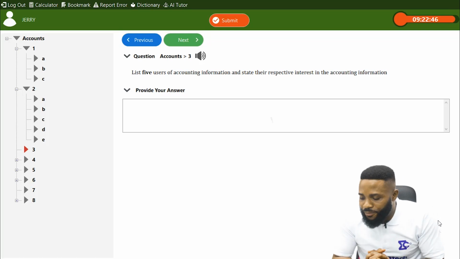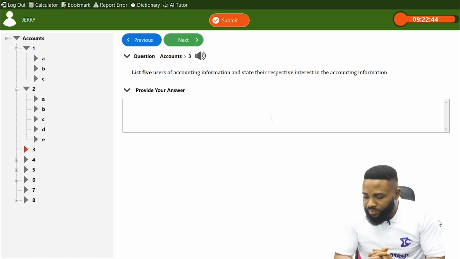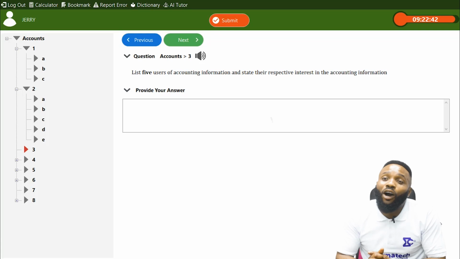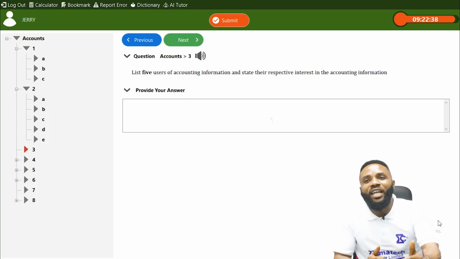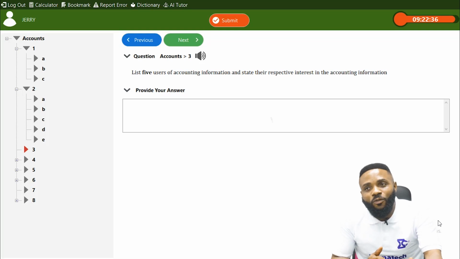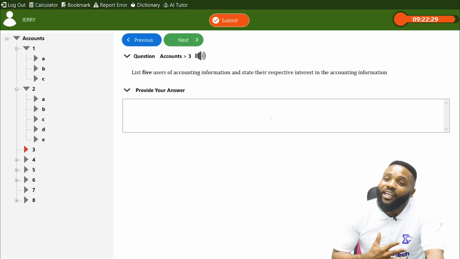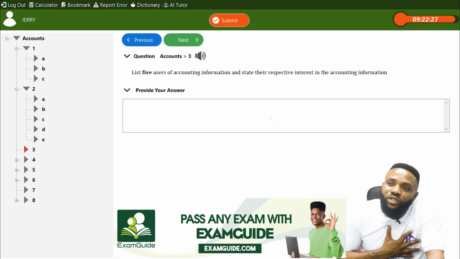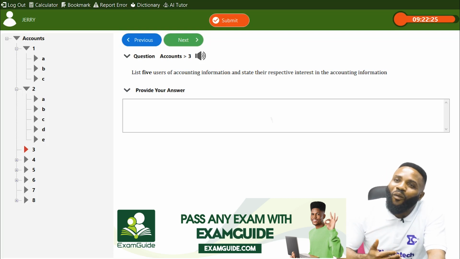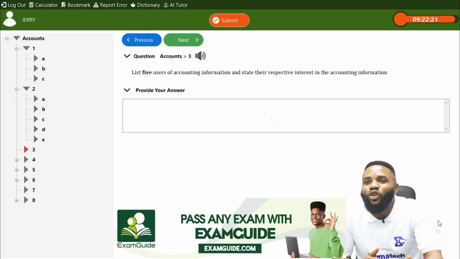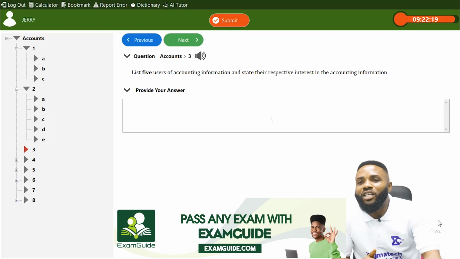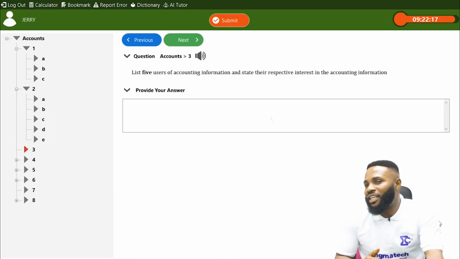And then the 5th one is the employees. The employees also want to find out what is happening. As management is looking at the accounting information to find out if target is being met, the employees too want to find out. We are the one working. We are the one producing results. What is our level of stability? Because if you are working in an environment and you don't even know whether they are making progress or not, job security is at stake.